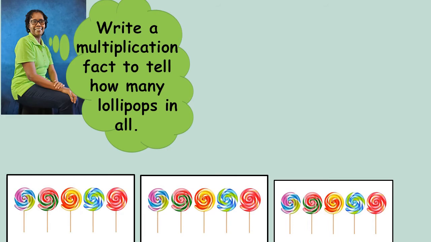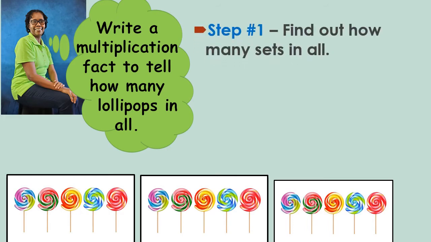All right, but I have to do something first. Can anyone tell me what I should do first? Do you remember? All right, excellent job. So the first thing teacher is going to do, she's going to find out how many sets in all. Can you count with me? Let's count together to find out how many sets we have. 1, 2, 3. So we have 3 sets. So write that number 3. We have 3 sets.